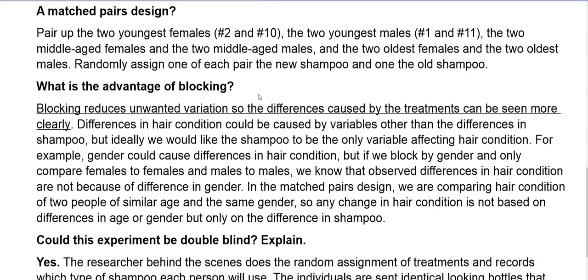Blocking reduces unwanted variation so that the differences caused by the treatments can be seen more clearly. So let me explain that. Differences in hair condition could be caused by variables other than the differences in the shampoos. But ideally, we would like the shampoo to be the only variable affecting hair condition in our experiment.